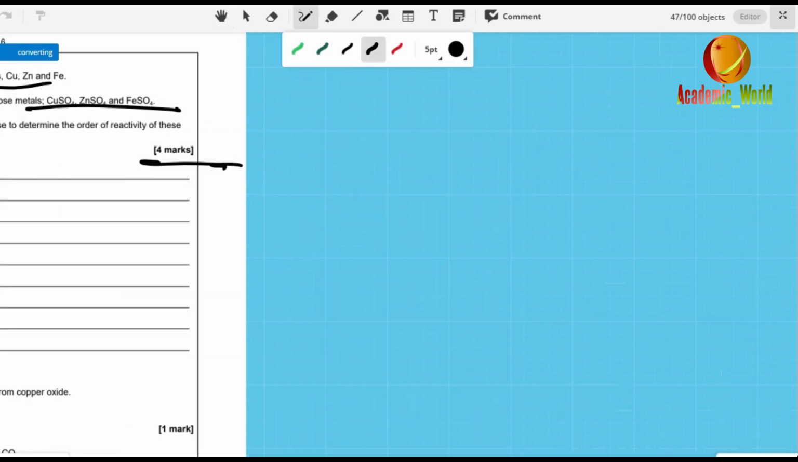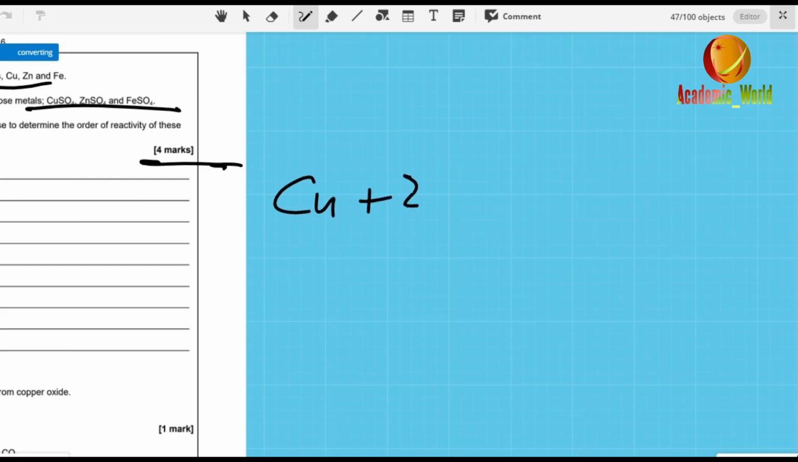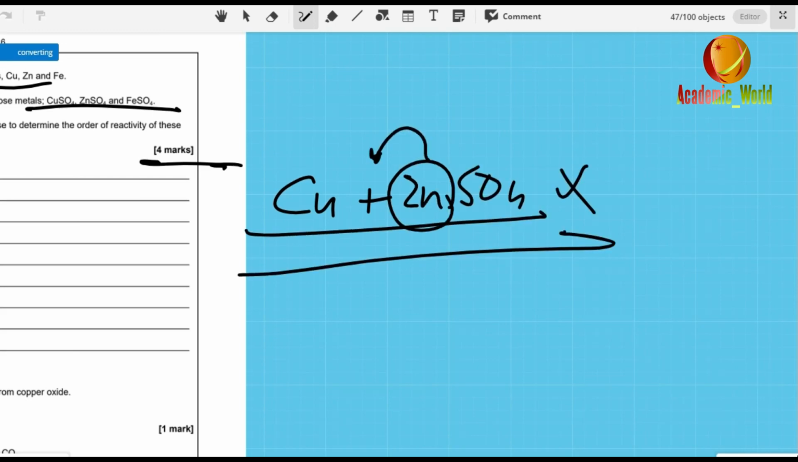is in the form of low reactivity, for example in the case of the reaction of copper plus zinc sulfate, let's suppose the zinc is present in the low reactivity order, so that reaction will not complete. Okay, so there will be no color change, there will be no precipitate formation or anything else.